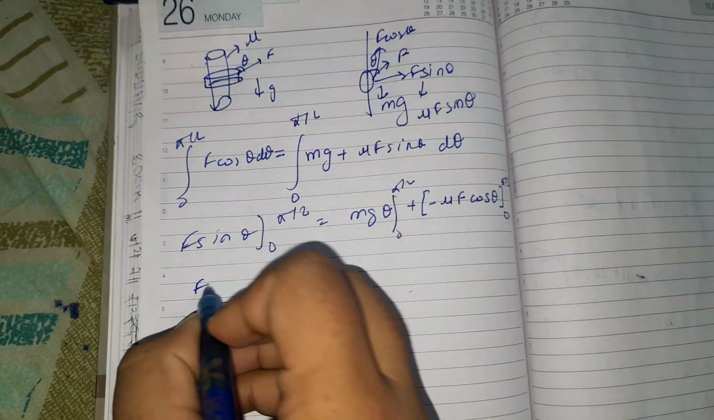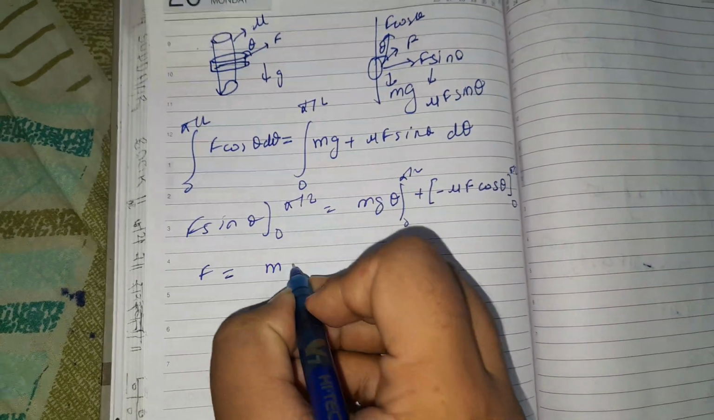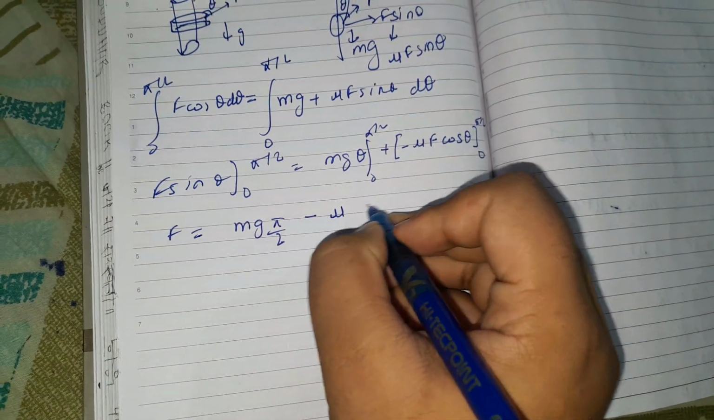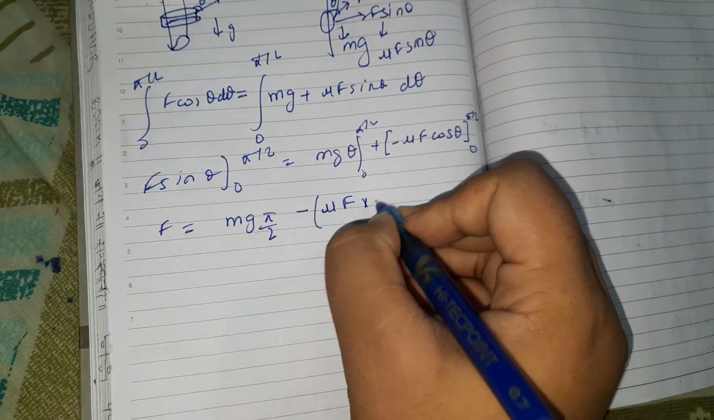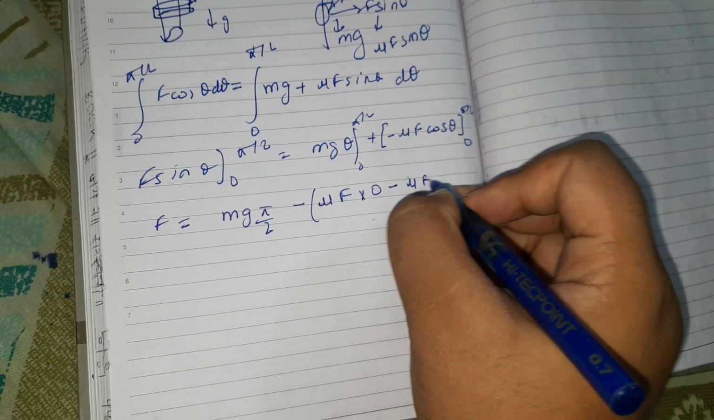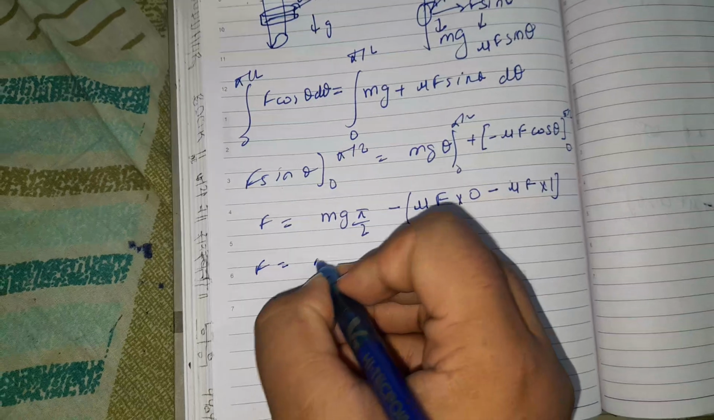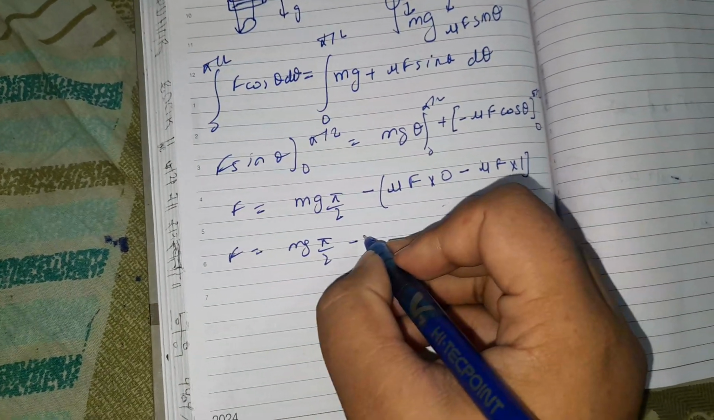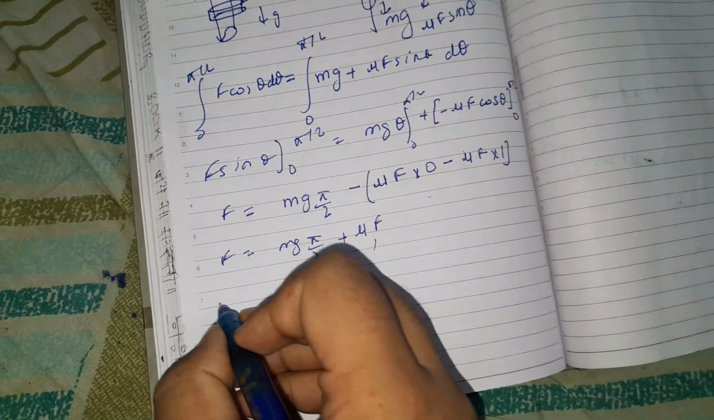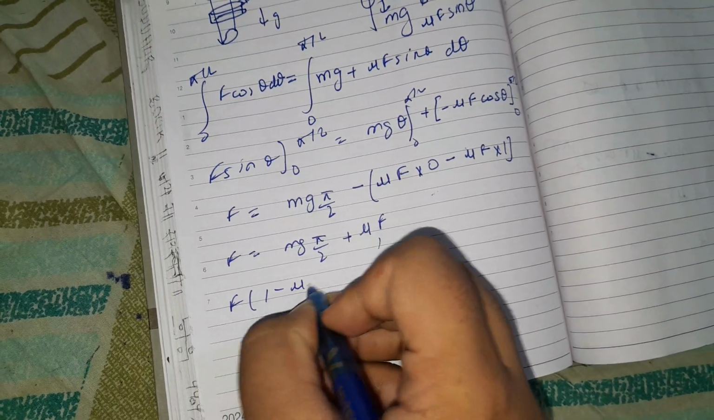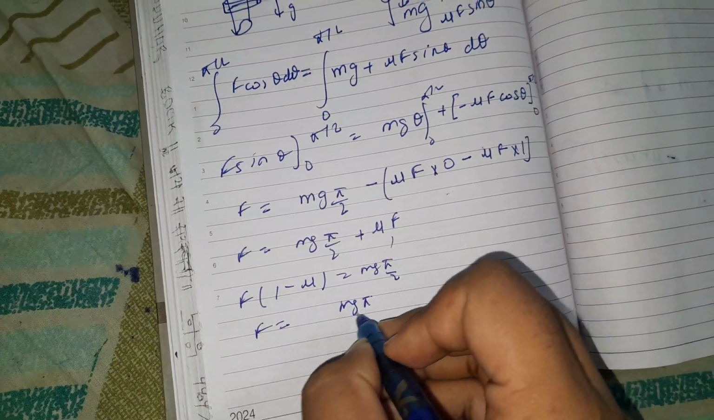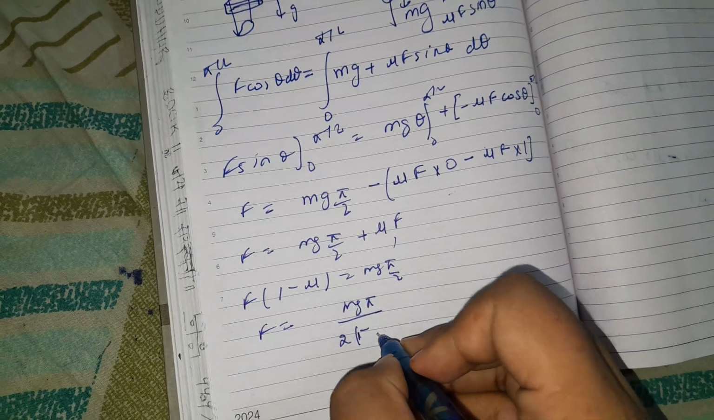This will be F is equal to mg pi by 2, and this will be minus mu F into 0 minus mu F into 1, and this will simply be mg pi by 2 minus mu F. Okay, so transferring this from here, it will be F into 1 minus mu is equal to mg pi by 2, and F we will get as mg pi by 2 into 1 minus mu.